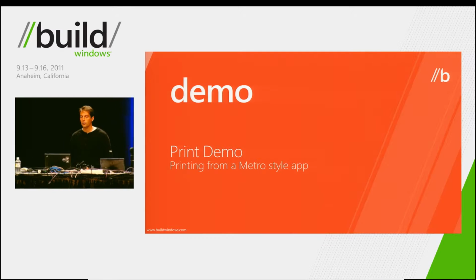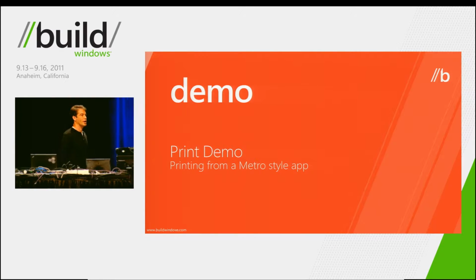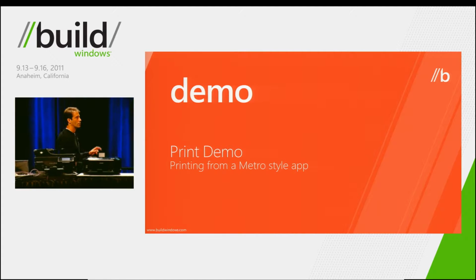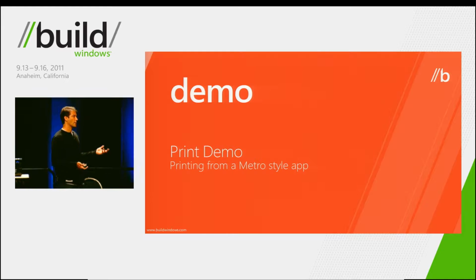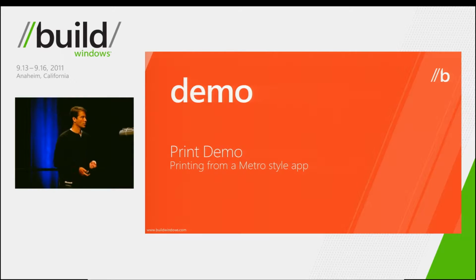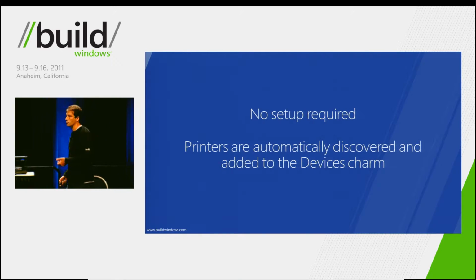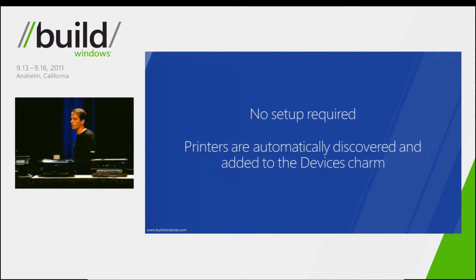Let's talk a little bit about some other things. So how do the printers actually end up in the devices charm? Well, you saw, if you came into the devices charm and the application wasn't ready to print, there wouldn't be anything there. It would just be empty. The way the printers actually got in there for the first time, as soon as an app is ready to print, is automatic.